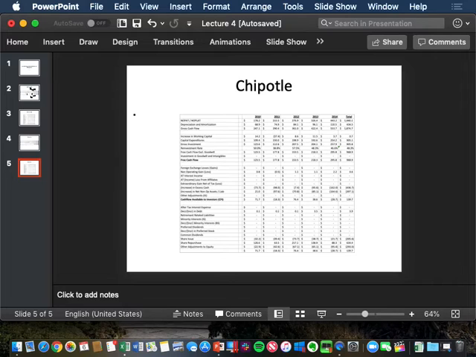As I said, people loved Chipotle stock a few years ago. Okay. Then what happened on the equity side?